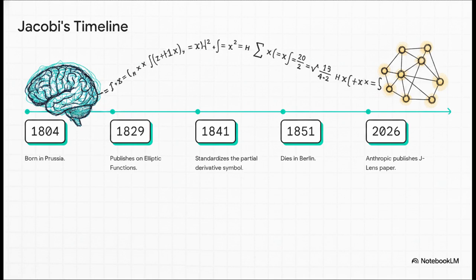In 1829, he publishes a groundbreaking treatise on elliptic functions. By 1841, he popularizes the standard symbol we use for partial derivatives today. He passes away in 1851. Yet, skip all the way forward to 2026, and his foundational theories are actively unlocking the black box of artificial intelligence. It's an unbelievable bridge straight across the centuries.